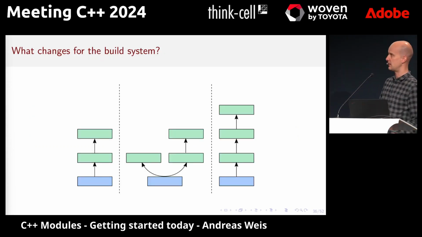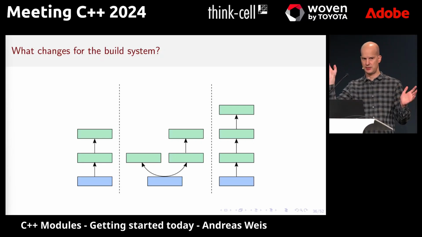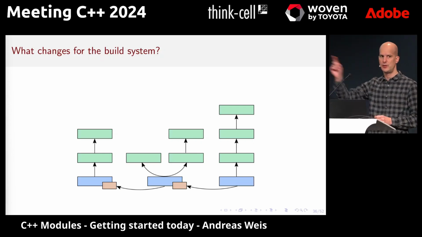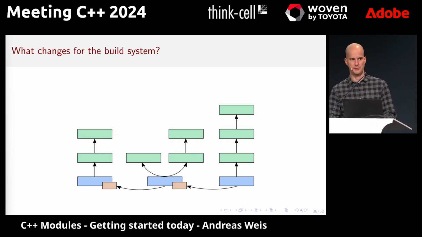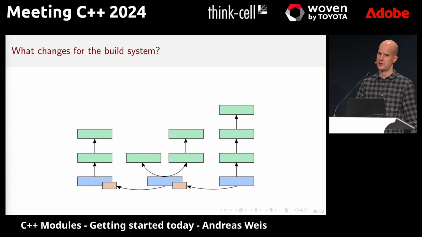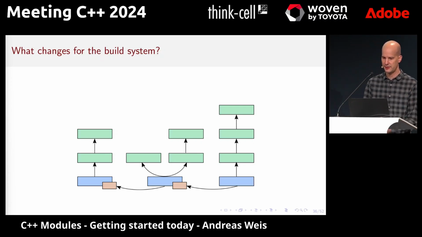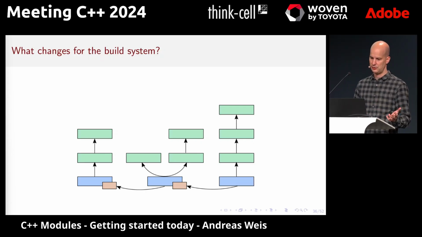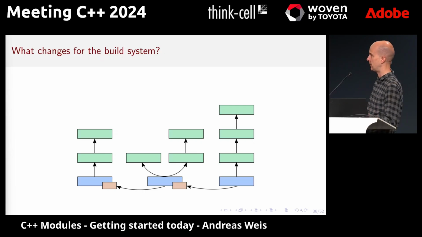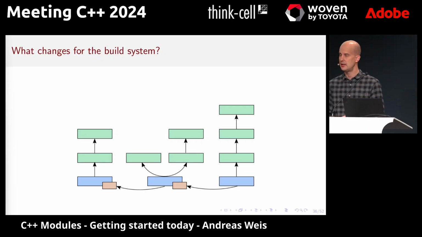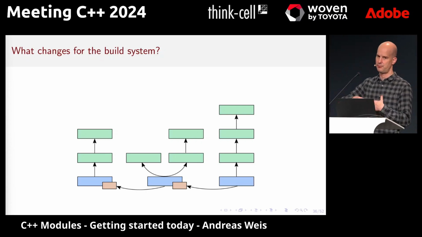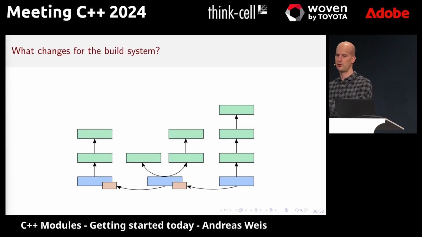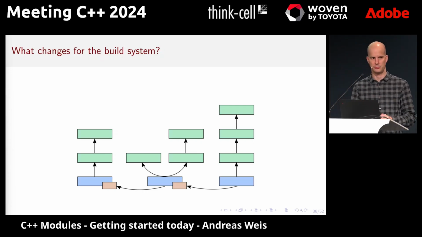And the implication is that where before we had this embarrassingly parallel world where all of the source files were independent, we now have dependencies between source files because of these binary module interfaces. And that's the major change. That's something build systems did not have to worry about before, but now they need to. What the build system needs to ensure is that if there is such a dependency, the source file that provides the BMI is actually built before the source file that wants to import that module.